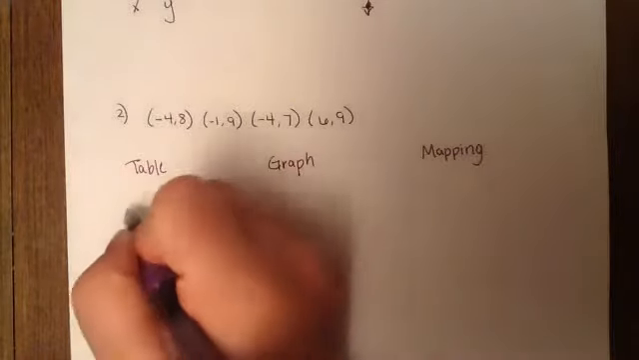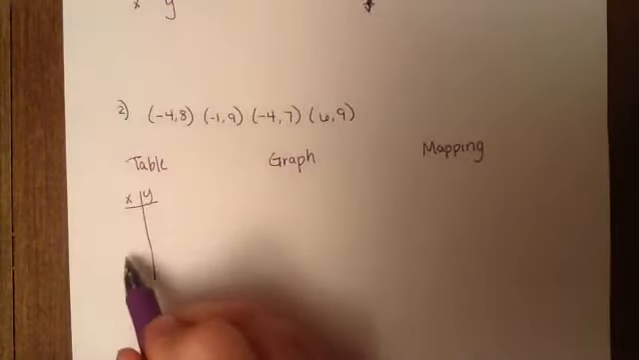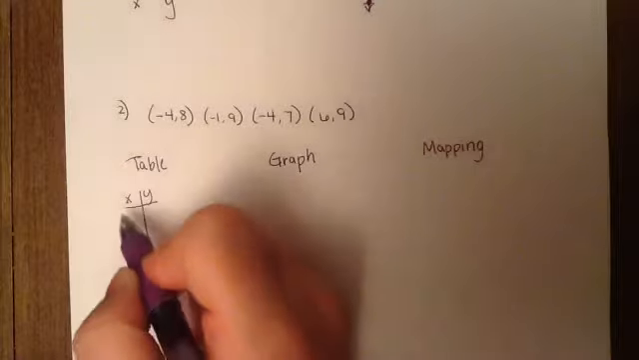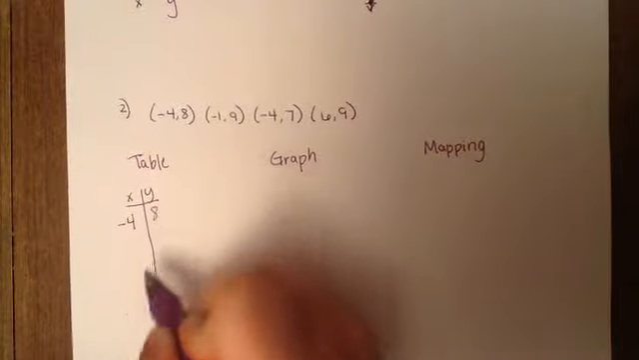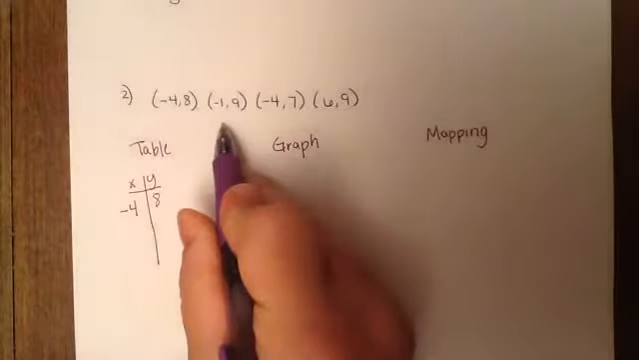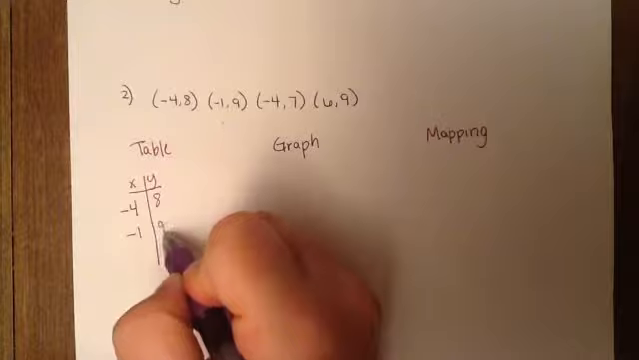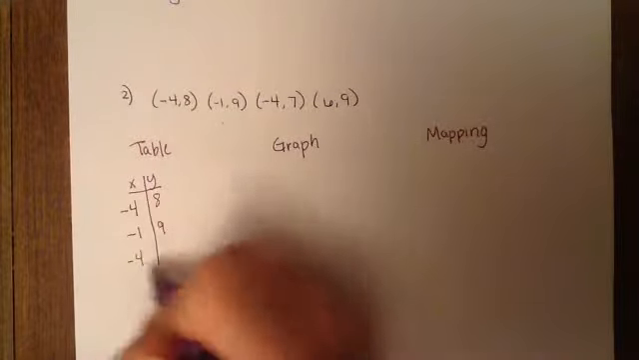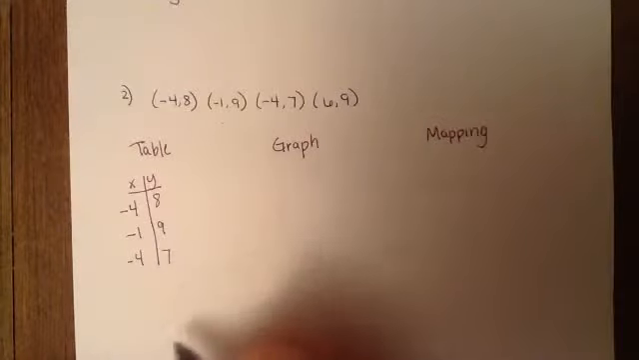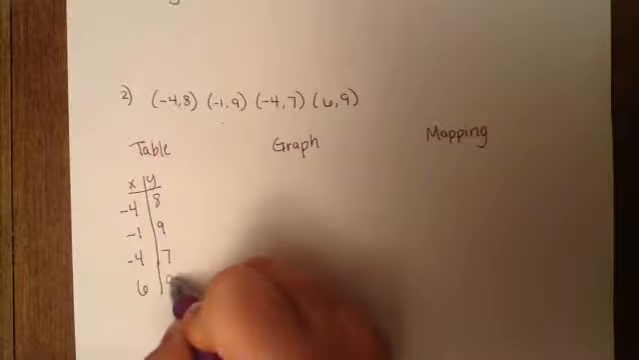Let's see how you did. In my table, our XY table, what's the first one we listed? -4 and 8. The next one, -1 and 9. The next one, -4 goes with 7. And 6 goes with 9.